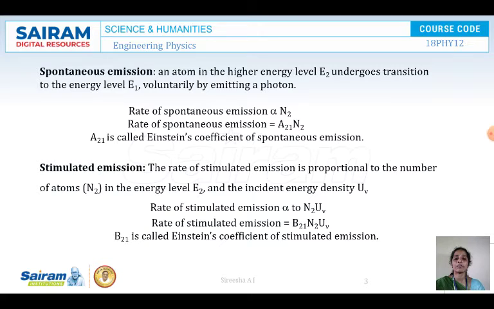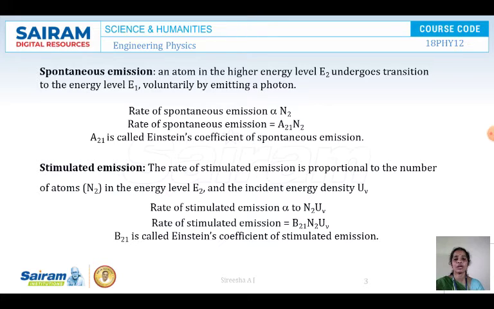Therefore, the rate of stimulated emission is equal to B21 N2 into U nu. That means more stimulated emission takes place when there are more atoms in the E2 state, and when energy is incident on such a system. It is related to N2 as well as U nu, because U nu is the external agency required to make the atom come to the ground state. So the rate of stimulated emission is equal to B21 N2 into U nu. B21 is called Einstein's coefficient of stimulated emission because it is for the transition from state 2 to 1.